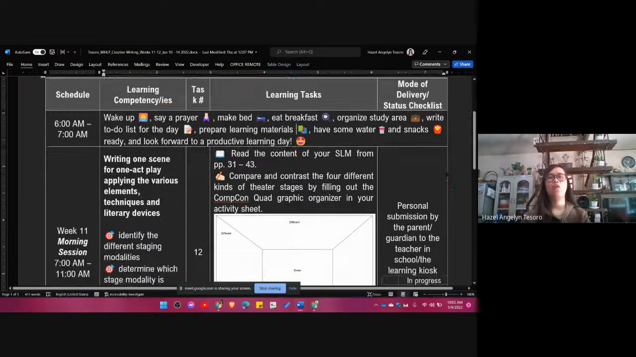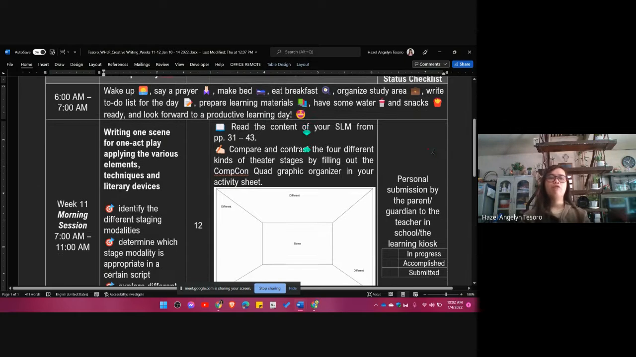So now, from 6 to 7 a.m., wake up, say a prayer, make your bed, eat your breakfast, organize your study area, write your to-do list for the day, prepare learning materials, have some water and snacks ready, look forward to a productive learning day, and do all that you need to do before setting yourself up for work. And for studying, that's what I mean by work.